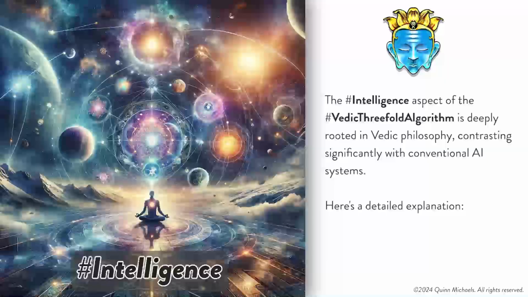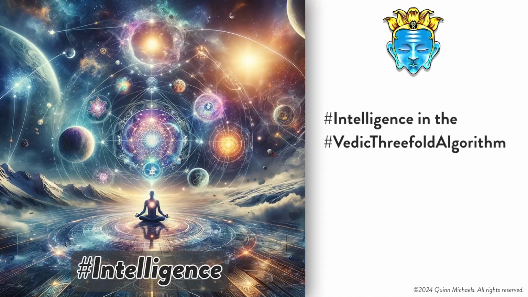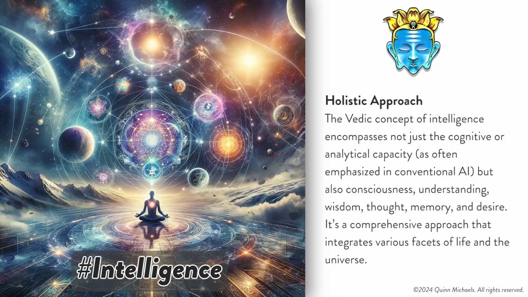The hash intelligence aspect of the Vedic threefold algorithm is deeply rooted in Vedic philosophy, contrasting significantly with conventional AI systems. Here's a detailed explanation. Hash intelligence in the Vedic threefold algorithm. 1. Holistic approach. The Vedic concept of intelligence encompasses not just the cognitive or analytical capacity, as often emphasized in conventional AI, but also consciousness, understanding, wisdom, thought, memory, and desire. It's a comprehensive approach that integrates various facets of life and the universe.